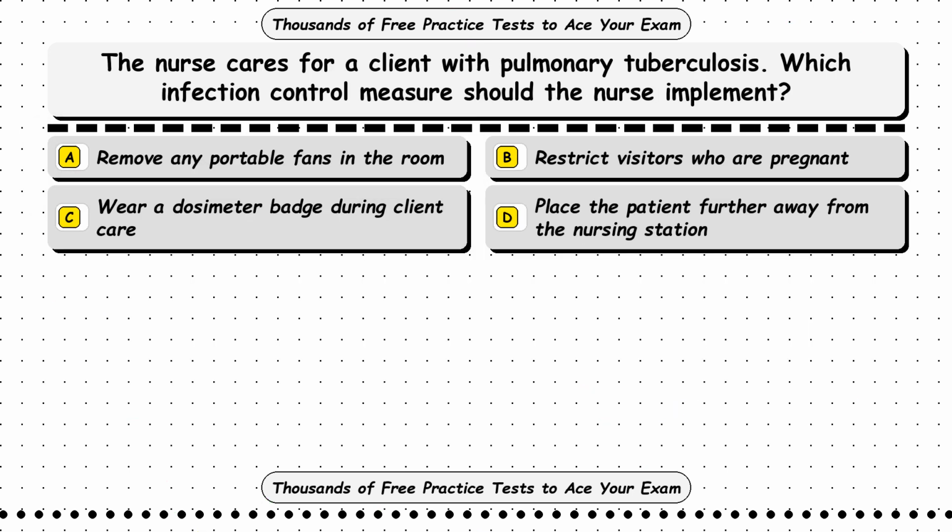Question 40. The nurse cares for a client with pulmonary tuberculosis. Which infection control measures should the nurse implement? Option A, remove any portable fans in the room. Option B, restrict visitors who are pregnant. Option C, wear a dosimeter badge during client care. Option D, place the patient further away from the nursing station.